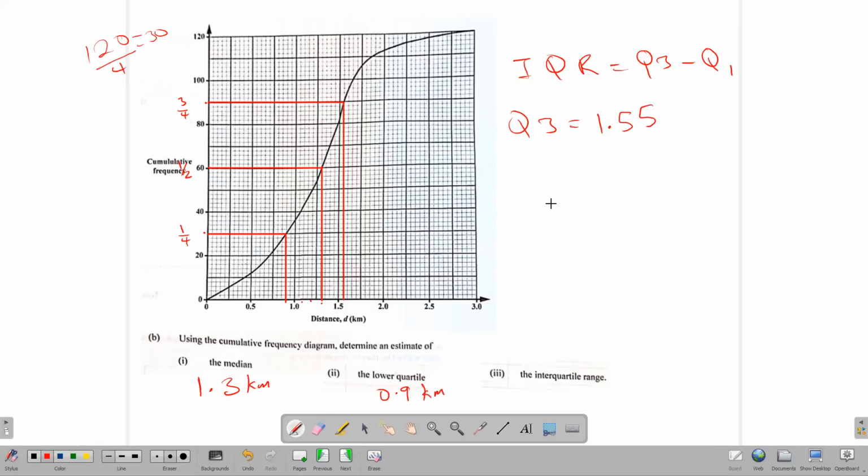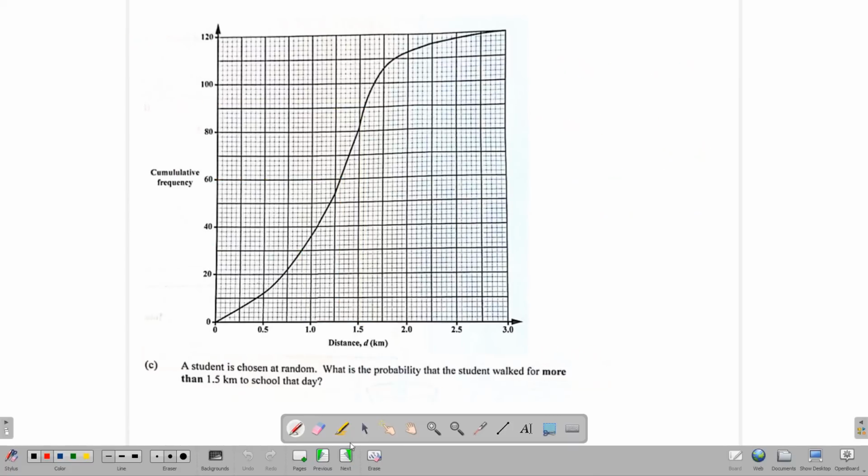And so from there, we can do our subtraction. 1.55 minus 0.9 would give us our interquartile range. And that, as you see, gives us 0.65. That is our interquartile range. All right, 0.65. So we have our answers here. Let's move on.